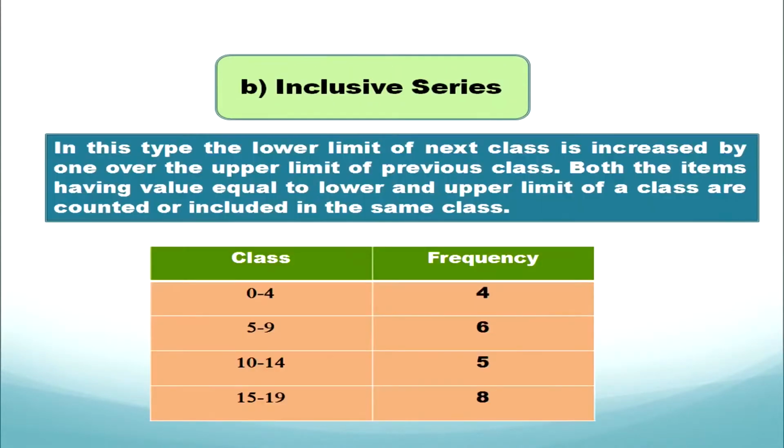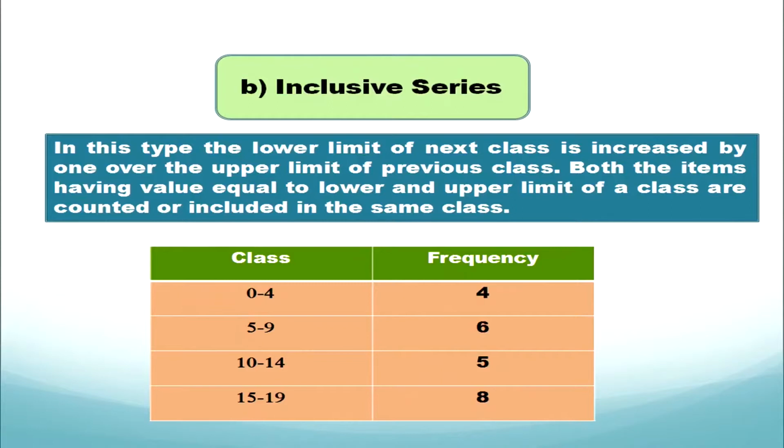So, students, we have learned about exclusive series. Very first, the class interval gap remains the same. Second, the upper limit of the previous class is the next lower limit. Third, the value of the upper limit is not included in that particular class, rather it will be included in the next class. So, we are clear with the exclusive series, and we can discuss inclusive series.